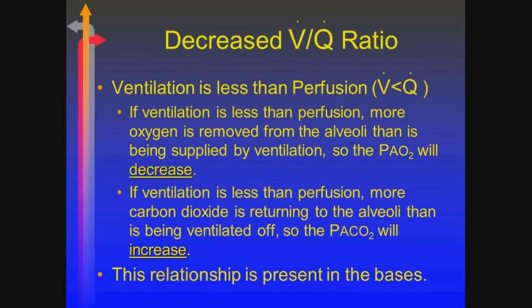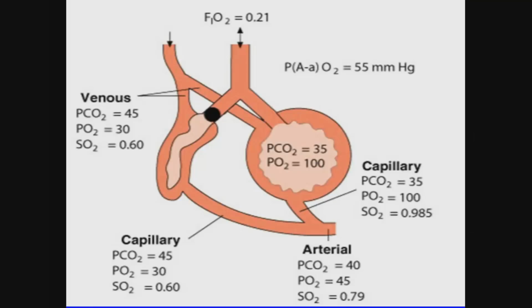Looking at the converse, though, is totally different. Whenever I have a reduction in VQ ratios, this is where we're starting to approach that shunt picture. As ventilation becomes less than perfusion, more oxygen has the ability to be removed, and it's not being replenished by ventilation, so alveolar and therefore arterial values fall, and CO2 values will increase. And this is kind of what we have in the bases.